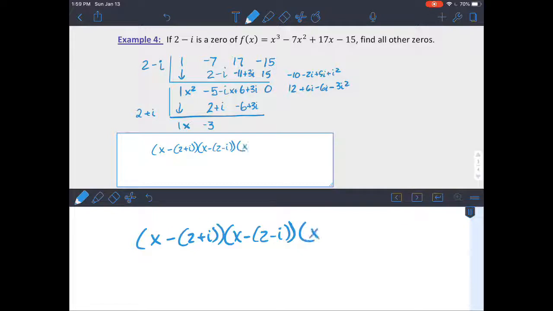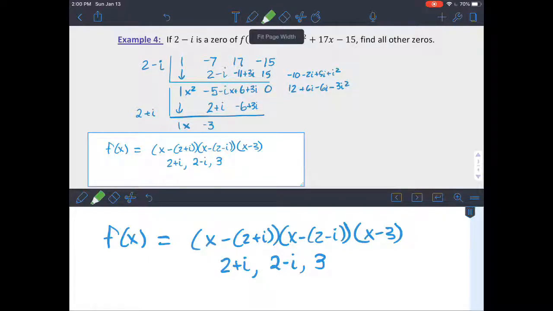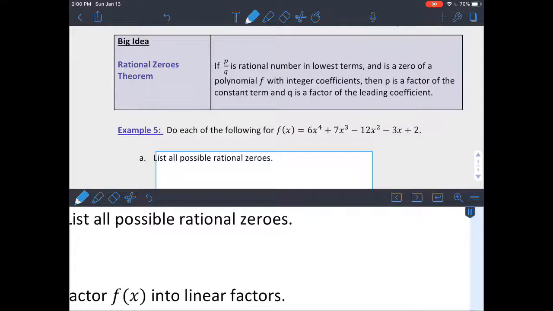So if I write it all in its factored version, it's going to look like that, which means that my three zeros are 2 plus i, 2 minus i, and just 3. So complex zeros, if you have one, divide by it, see what you get, divide by your other one, see where you can go from there. On all those, you were given a 0 to start with or a factor. If you don't have a 0 or a factor to start from, you're just going to have to do some guessing.